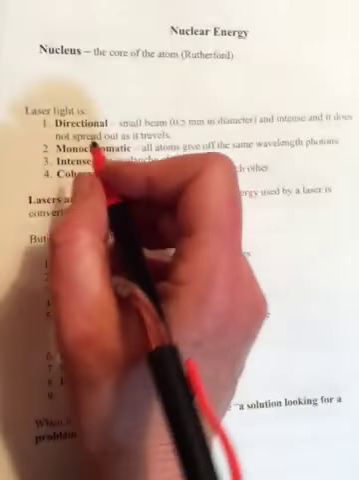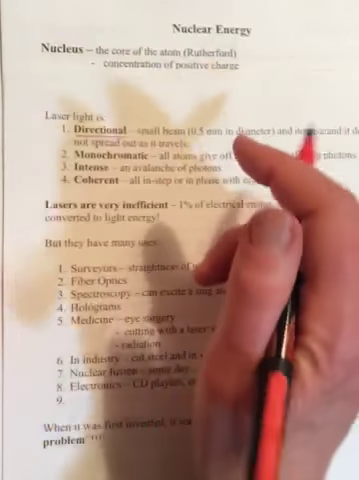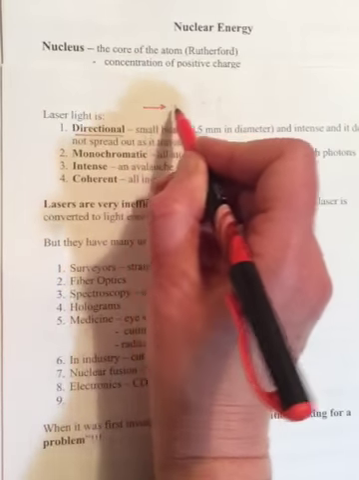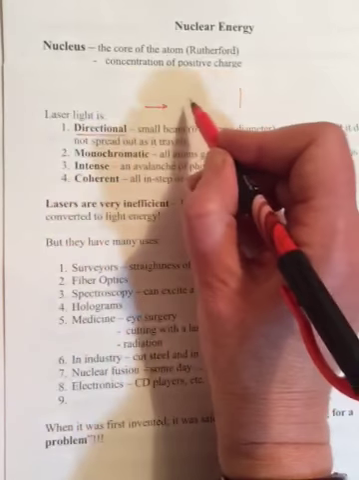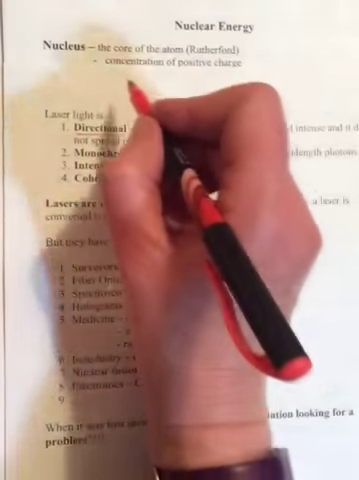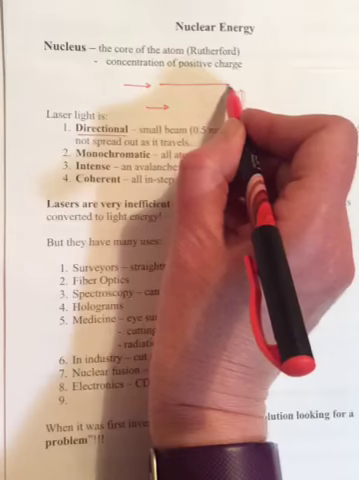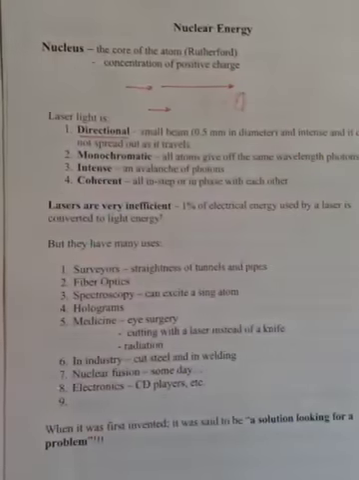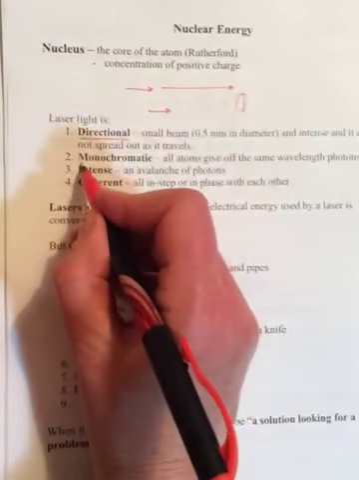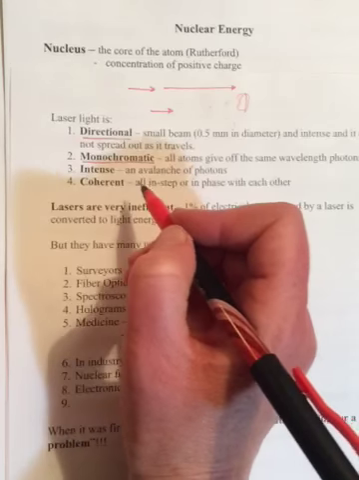There are 4 characteristics of a laser. They're directional. What that means is the beam doesn't spread out. You know, with a flashlight, it starts out as a small beam, but by the time it gets to the wall, it's like a huge circle of light. A laser, that's not how it goes. A laser starts out as a small beam, and when it hits the wall, it's still exactly the same diameter. Okay? It's monochromatic. We all know what that means. It has one wavelength, one frequency.